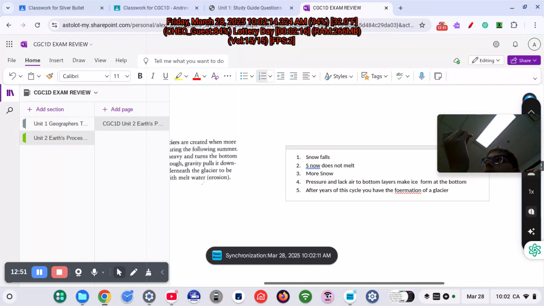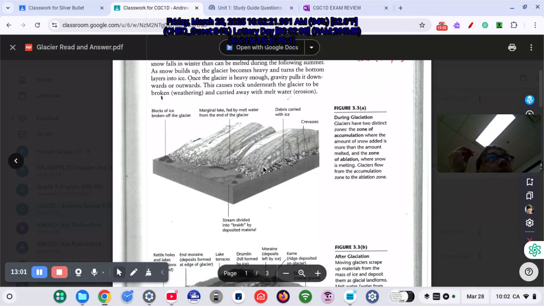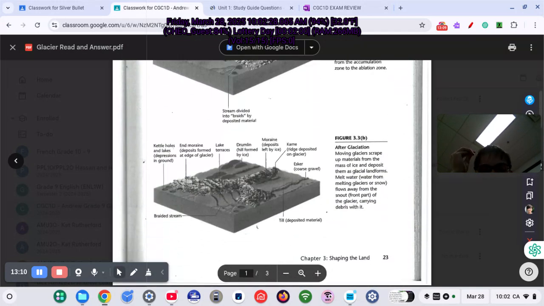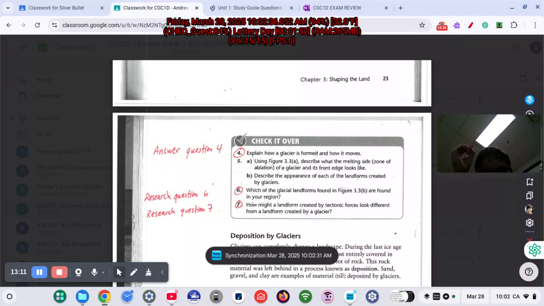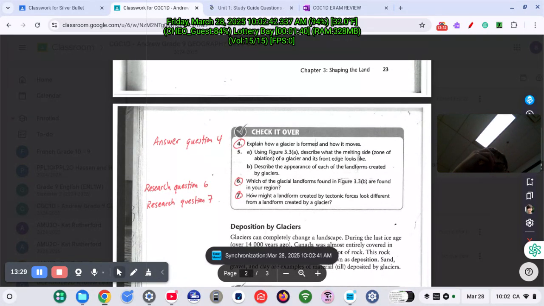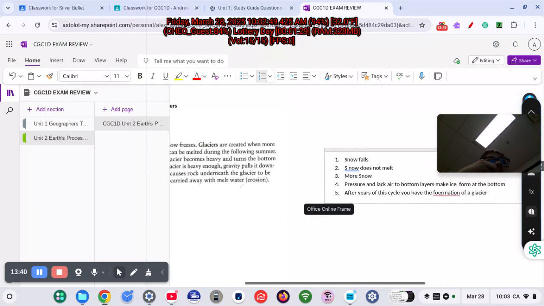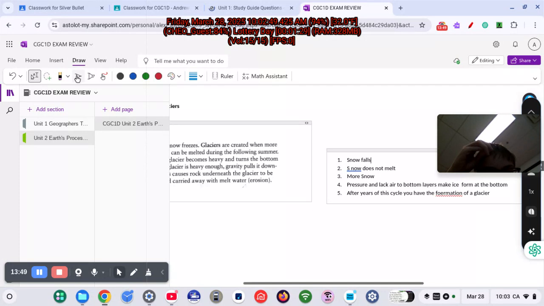All right, let's see what else is in the glacier lesson. It says moving glaciers scrape up materials from the mass of ice and deposit them as glacial landforms. Okay, so we've kind of talked about that already. Now the questions give us a little bit of guidance. We have explained how a glacier is formed. We didn't put any notes about how it moves, so maybe I'll add that. That's in the notes. I might underline that, or maybe I'll highlight it actually: once the glacier is heavy enough.